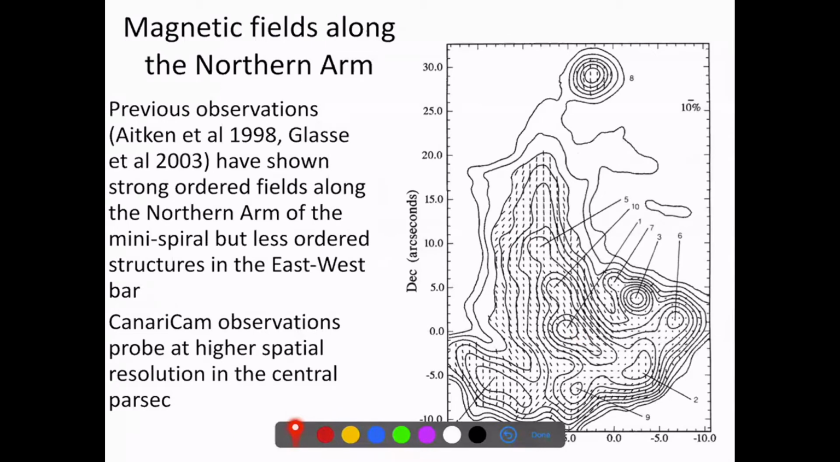So there are these ordered fields in the northern arm, but much less ordered structures in the east-west bar down the bottom here. And so with CanaryCam, we were able to probe this at higher spatial resolution. And just to reinforce what Bernard was saying yesterday, going to larger telescopes but retaining the diffraction limited sampling, you don't improve your surface brightness sensitivity, but what you do is improve your spatial resolution.